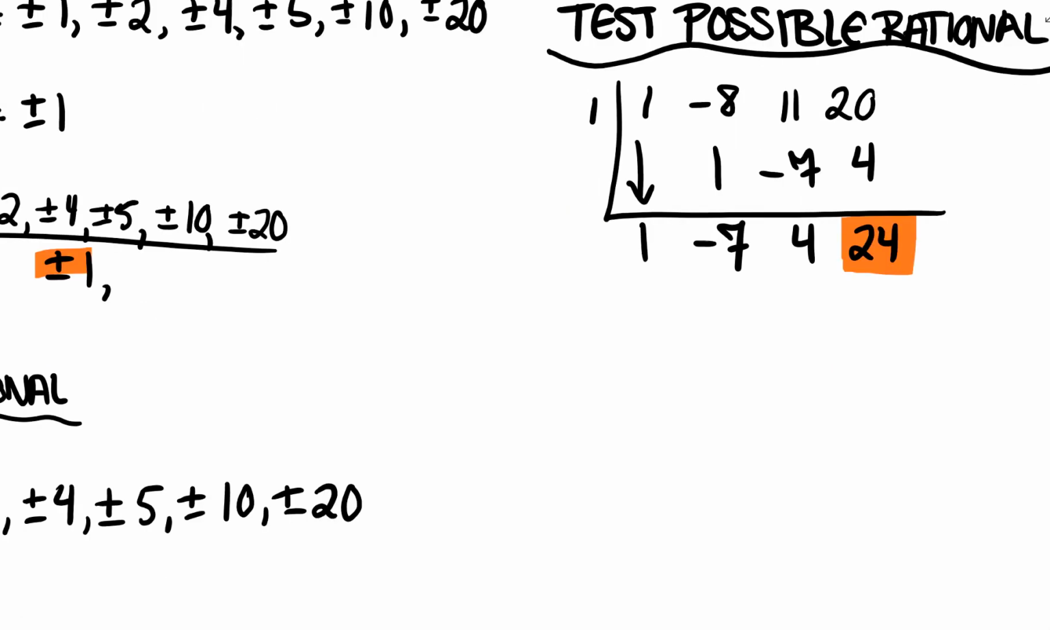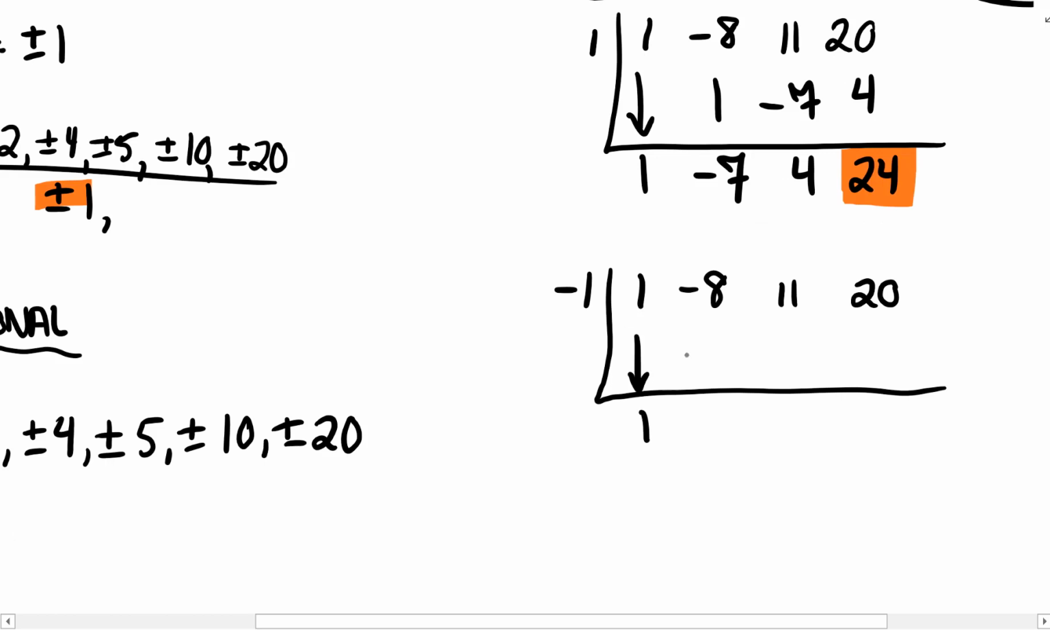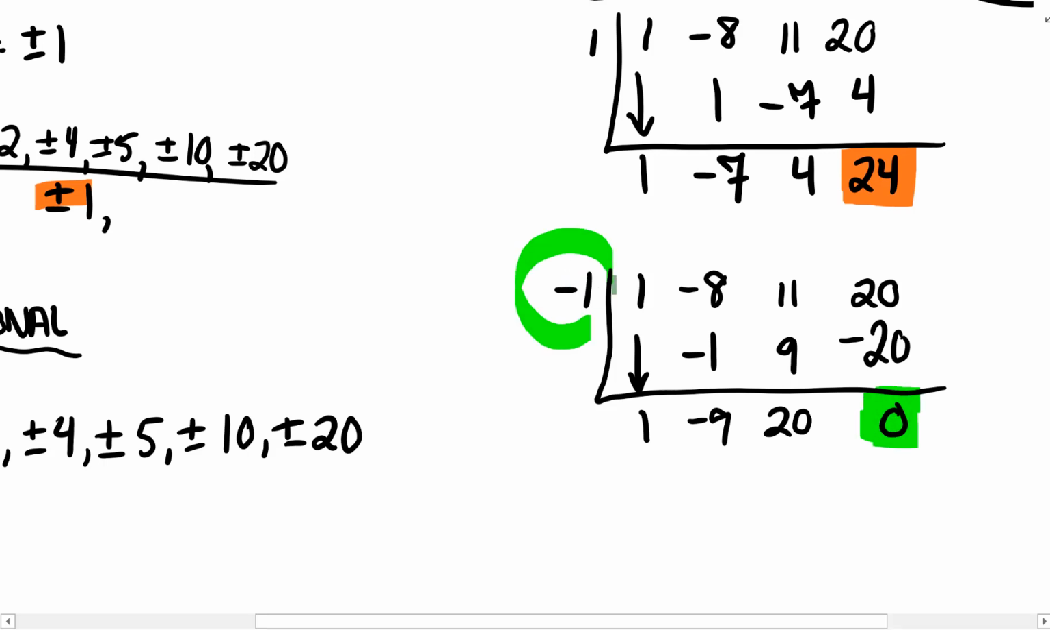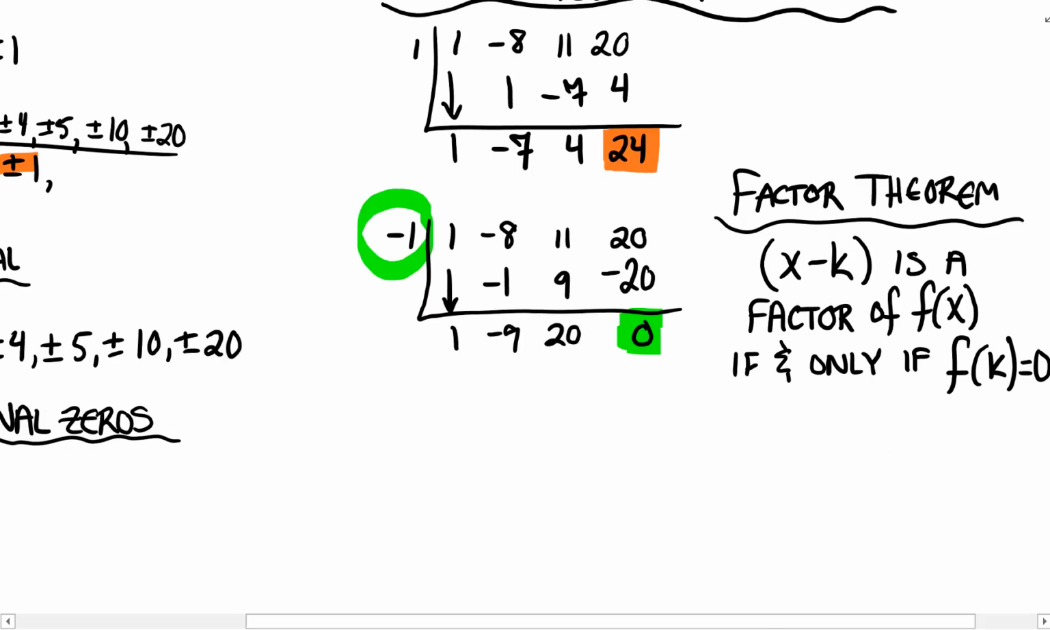Let's use synthetic division to try dividing this time by -1. First one needs to fall, then we multiply -1 and then add. Multiply, add, multiply, add. Ding, ding, ding, we have 0 as our remainder. If the remainder is 0, that means this divided evenly, which means -1 is one of the zeros of our polynomial. So -1 is a 0 of our polynomial because it fits the factor theorem, that if you plug in k, which in our case is -1, f of -1 is 0, which means x minus k is a factor of f of x.